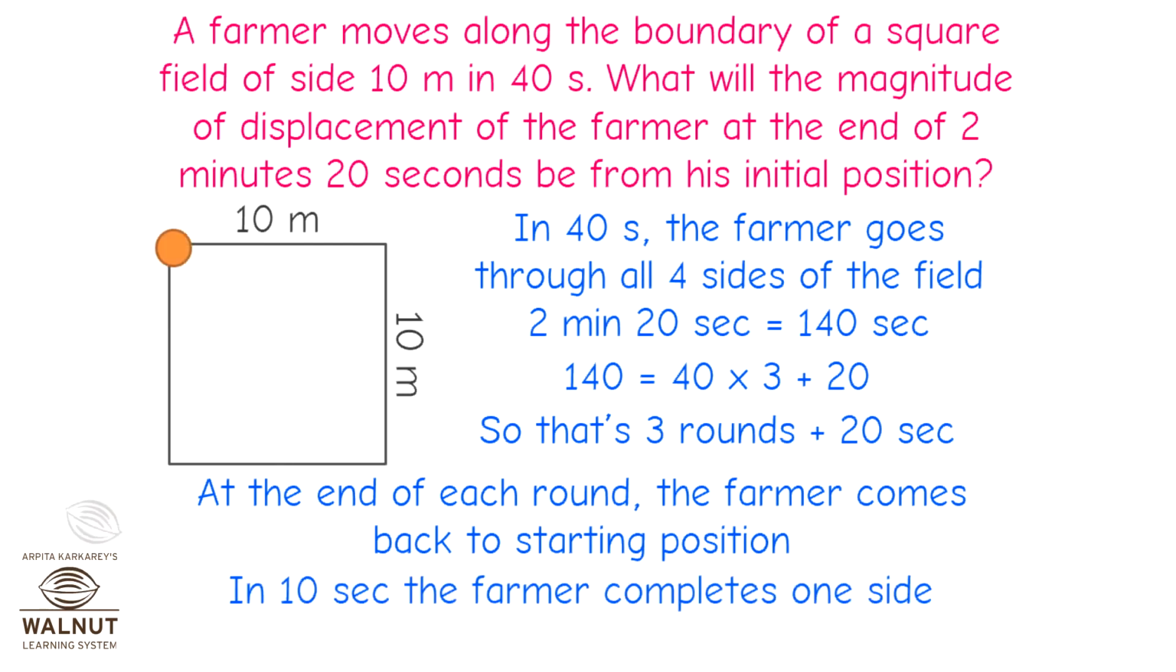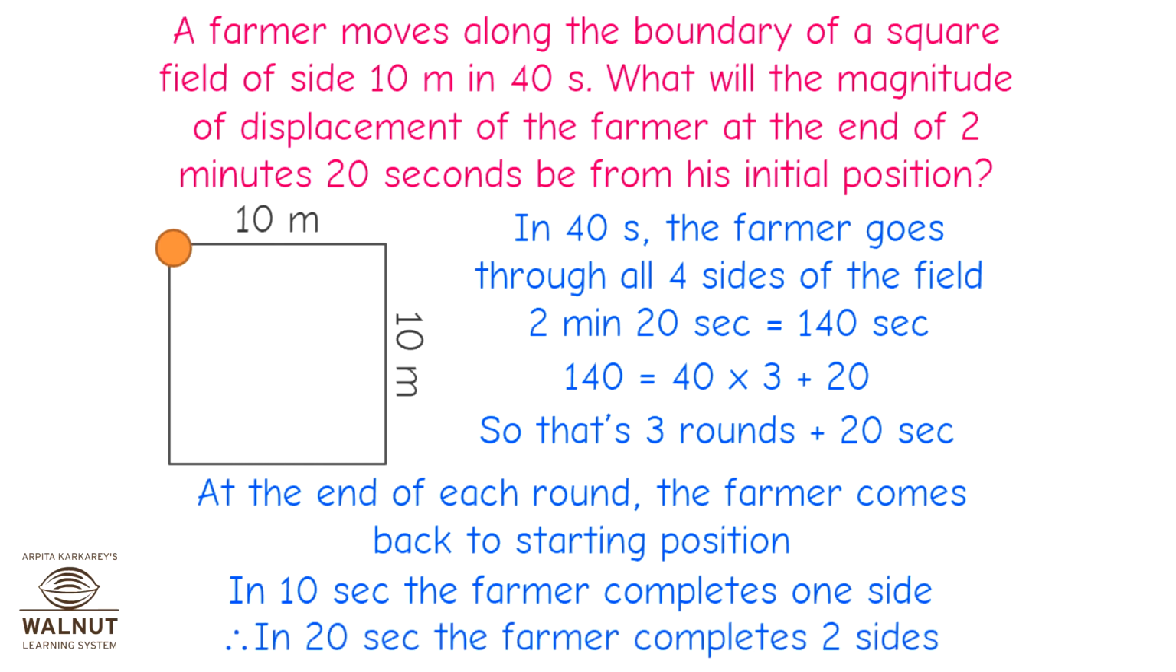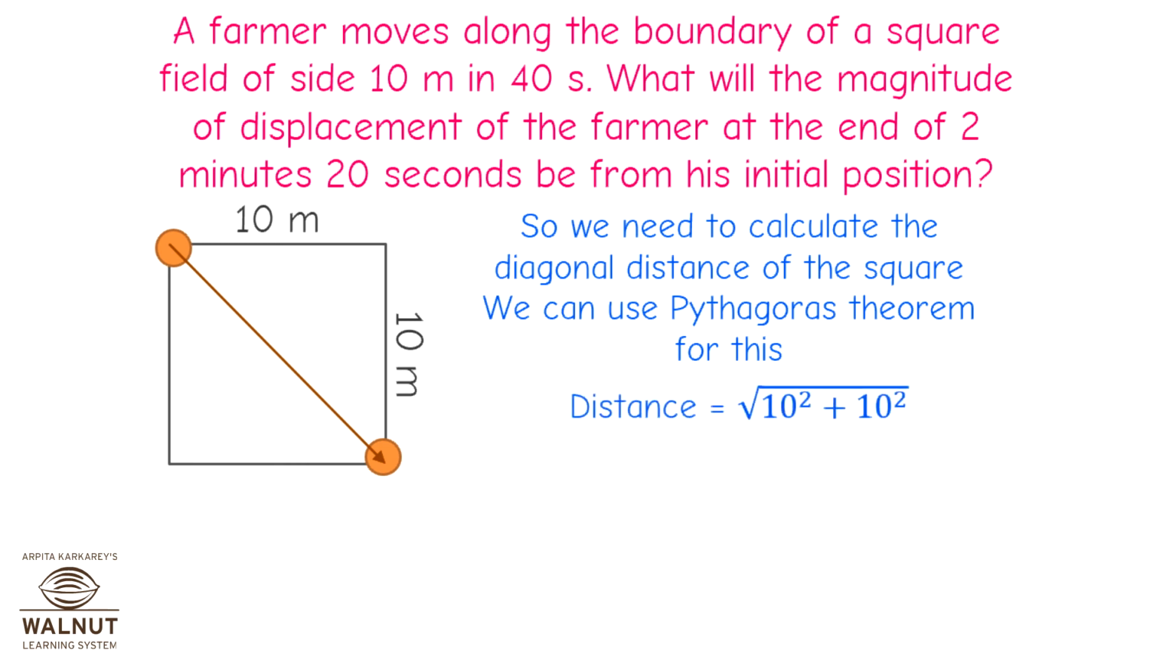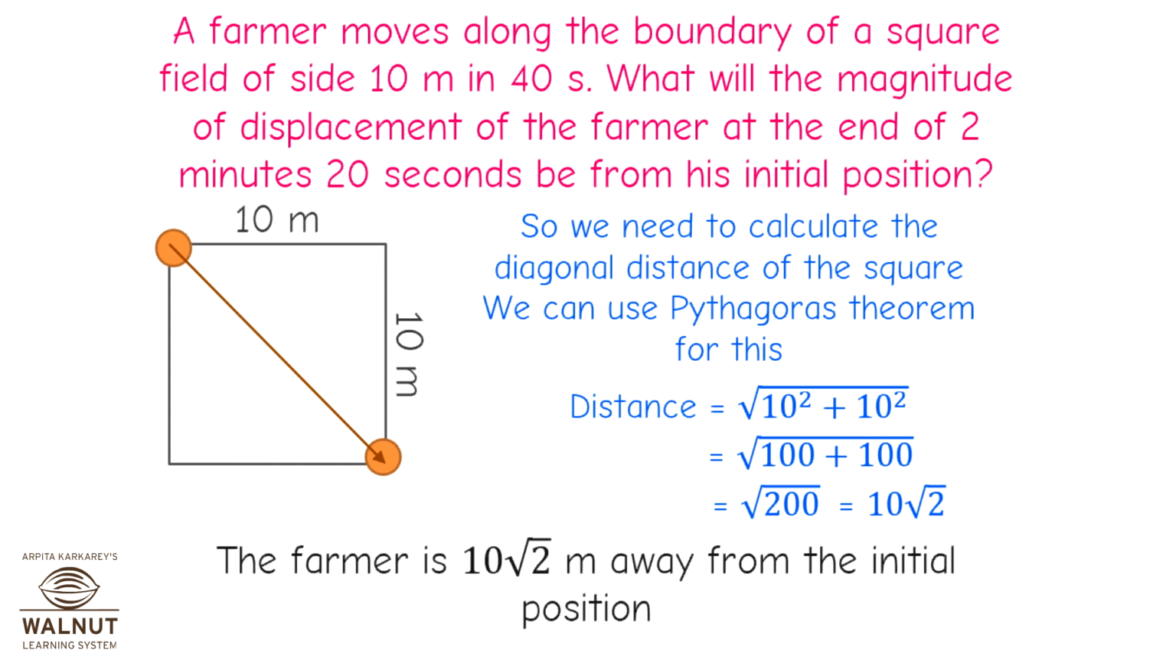In 10 seconds, the farmer completes one side. Therefore, in 20 seconds, the farmer completes 2 sides. So, we need to calculate the diagonal distance of the square. We can use Pythagoras theorem for this. Distance is equal to square root of 10 square plus 10 square, which is equal to square root of 100 plus 100, which is equal to square root of 200, which is equal to 10 into square root of 2. Therefore, the farmer is 10 into square root of 2 meters away from the initial position.